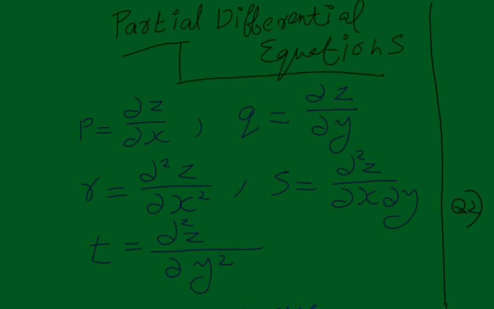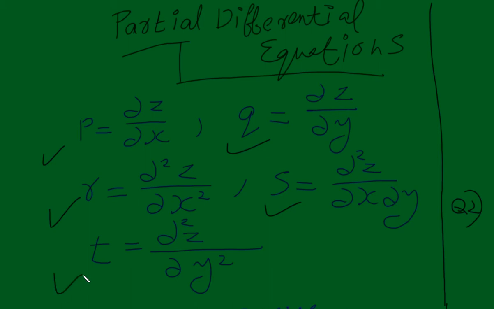So here are the important notations for partial differential equations, the first and second order partial derivatives with respect to z. We have to study these important notations. p is equal to dou z by dou x, q is equal to dou z by dou y, r is equal to dou square z by dou x square, s is equal to dou square z by dou x dou y, t is equal to dou square z by dou y square.